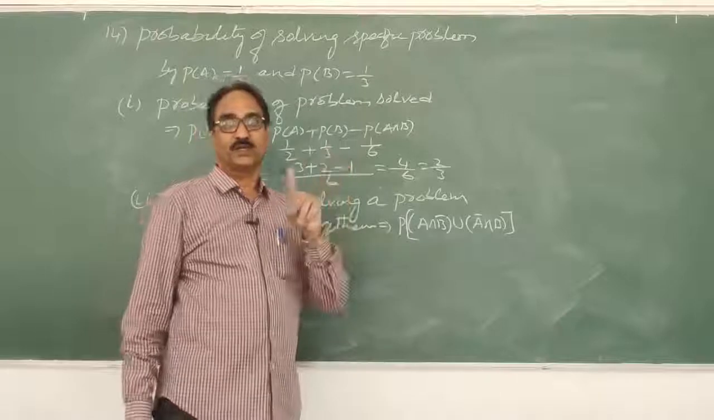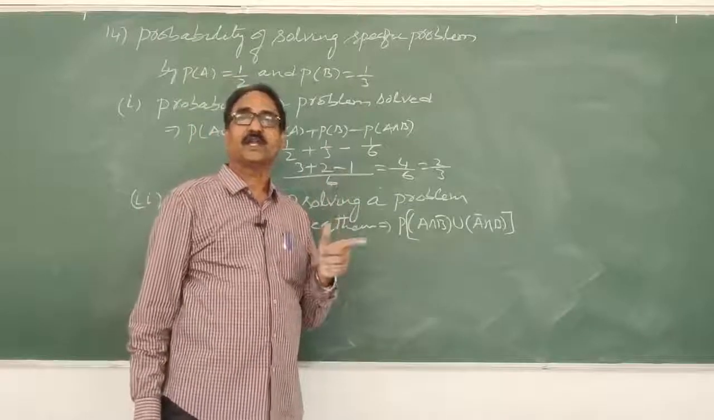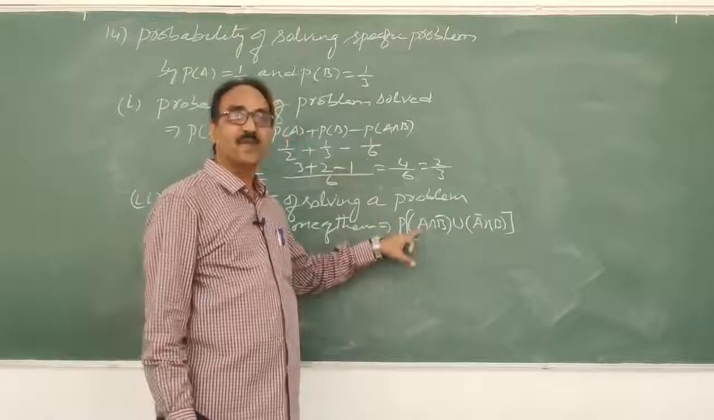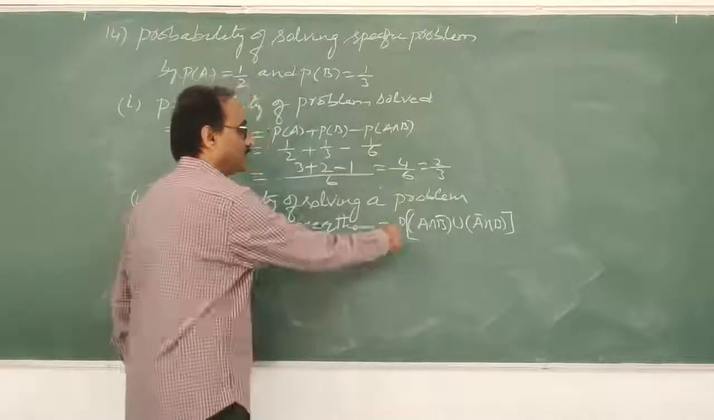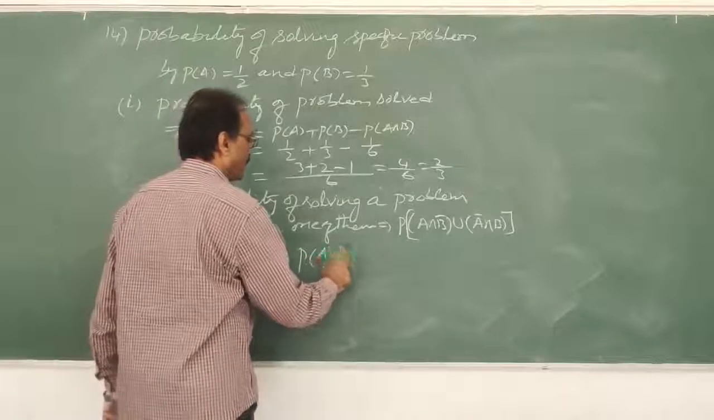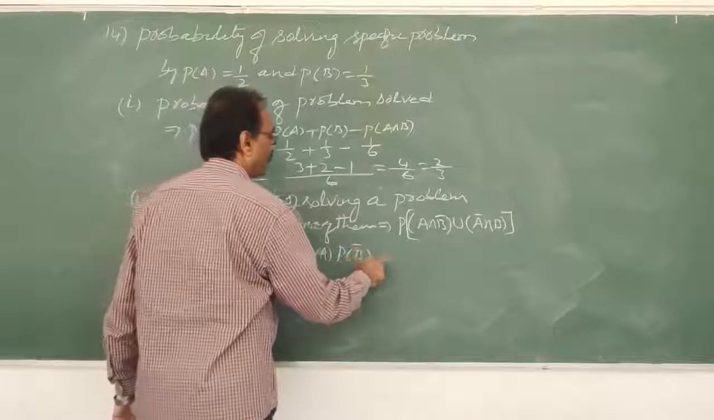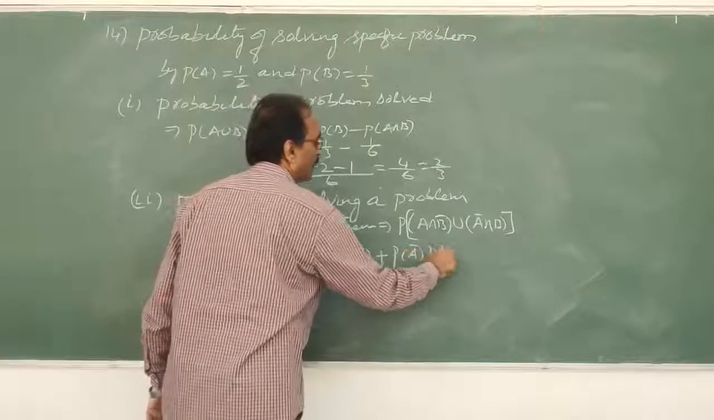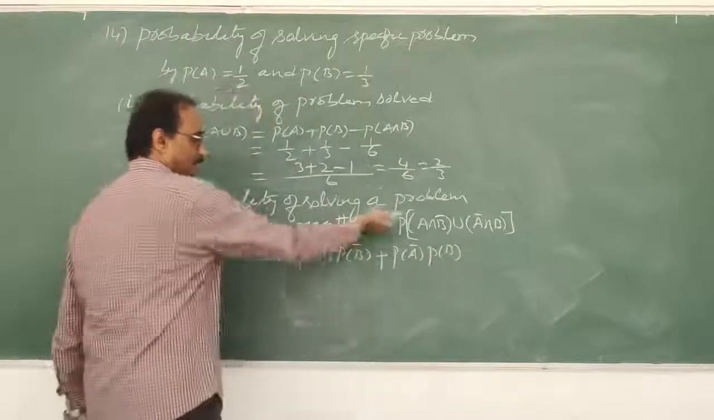I told you, one theorem also is there. If both are independent events, their complements are also independent events. So how can you write it now? P of A into P of B bar, or plus P of A bar into P of B. This is the meaning of this.